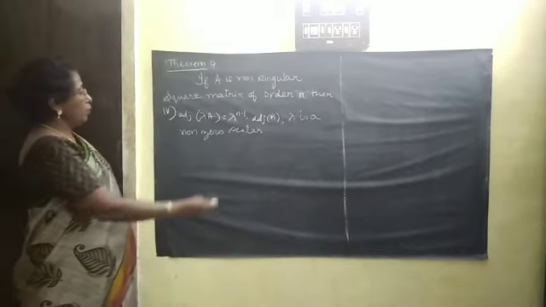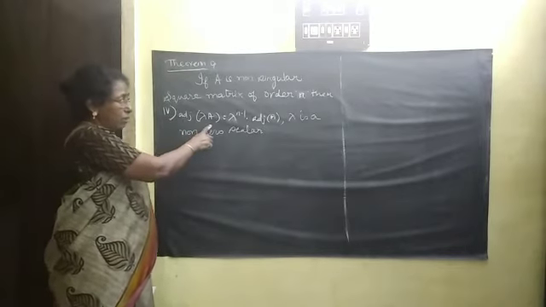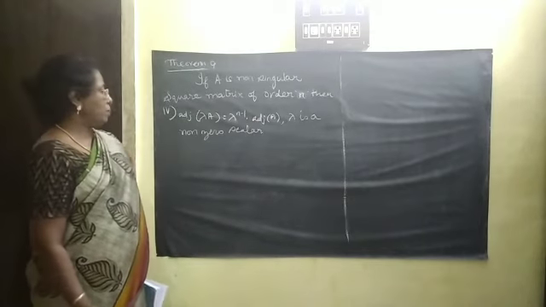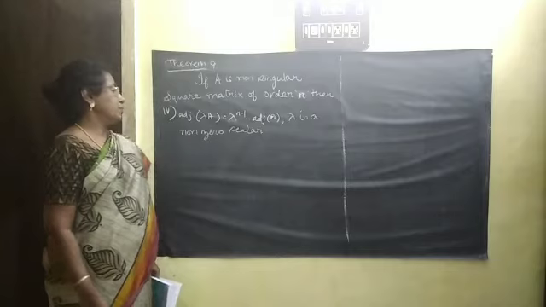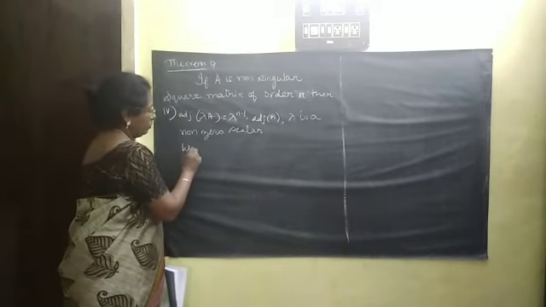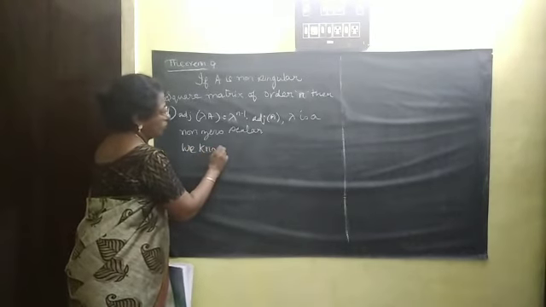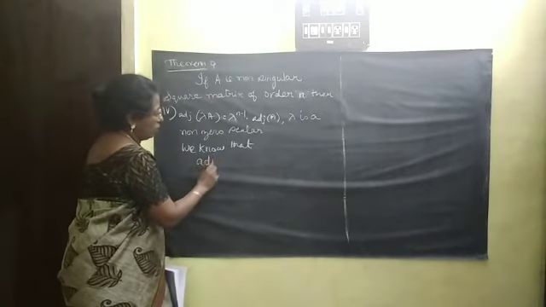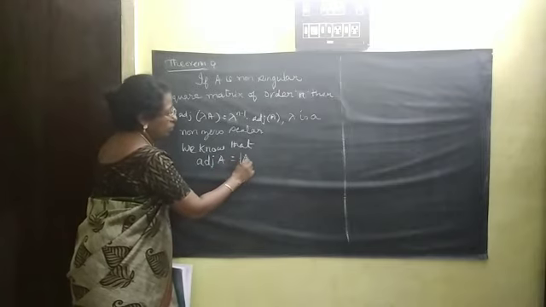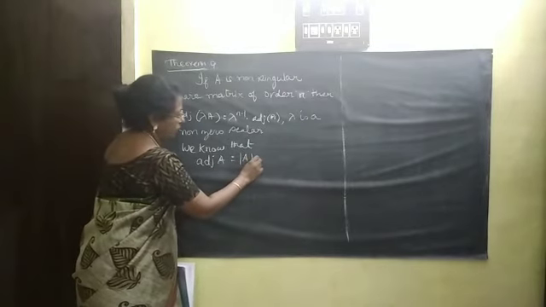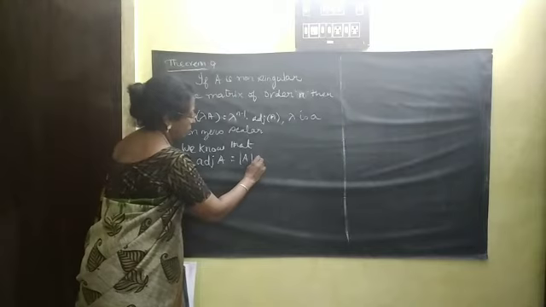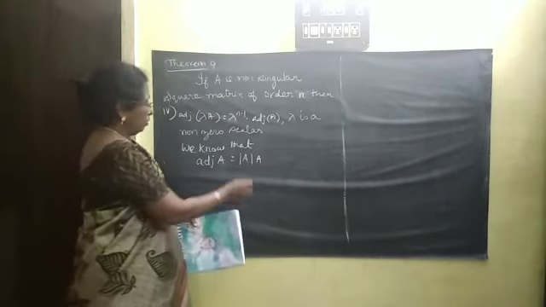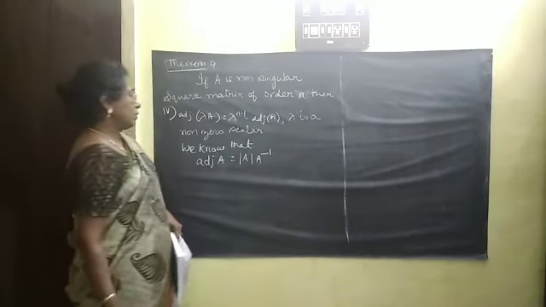The next property is adjugate of lambda A is equal to lambda power n minus 1 into adjugate of A, where lambda is a non-zero scalar. We know that adjugate of A is equal to determinant A into A inverse.